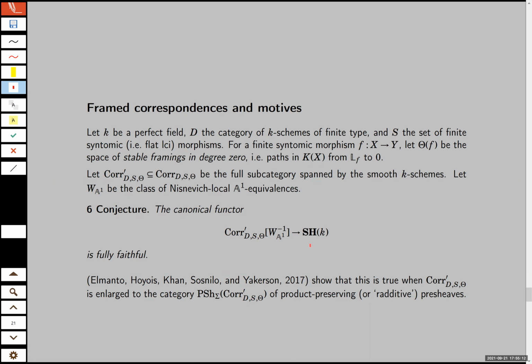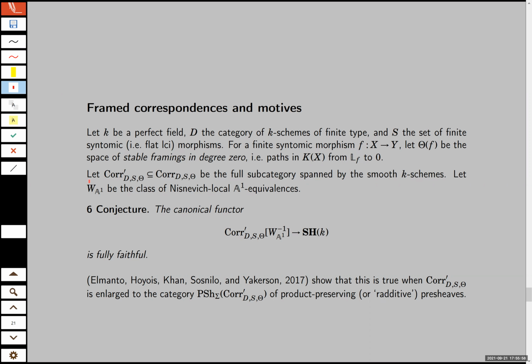Well, in fact, the motivic stable category is not usually defined this way, but this result of Elmanto, Khan, Sosnilo, and Jacobson shows that it can be defined this way. So the setup is K-schemes of finite type over a perfect field, and the wrong way maps are restricted to be finite flat LCI. And we fix a framing on these maps in the wrong direction, which is just defined to be a K-theoretic trivialization of the cotangent complex.